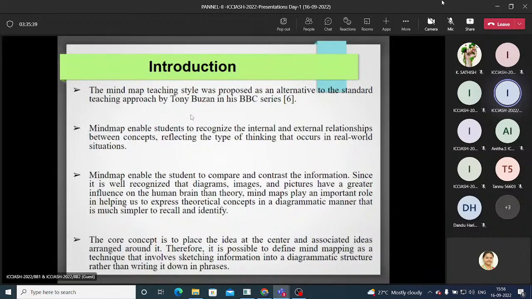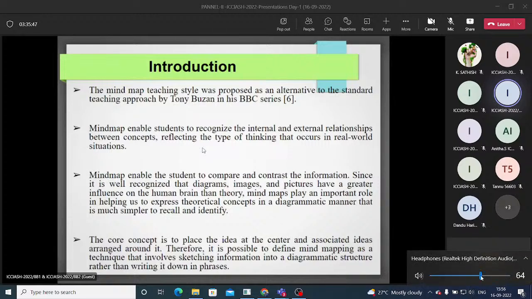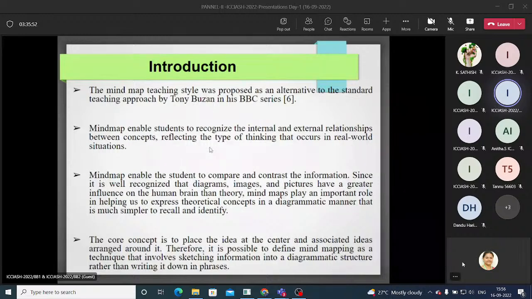So the mind map enables students to recognize the internal and external relationship between the concepts, reflecting the type of thinking that occurs in real world situations. Here, the mind map is going to enable students to compare and contrast the information with one another, and obviously it will help to express theoretical concepts in a diagrammatic manner.